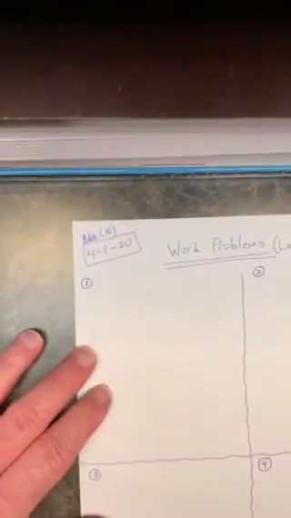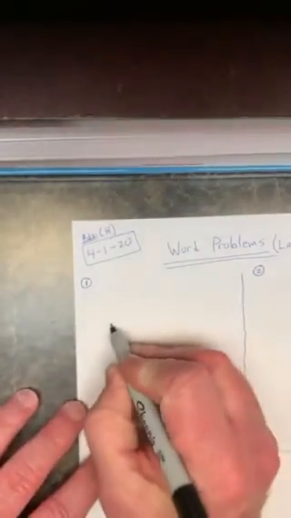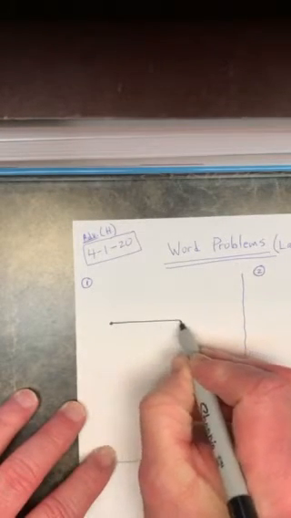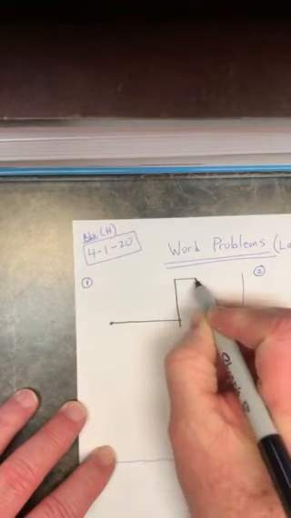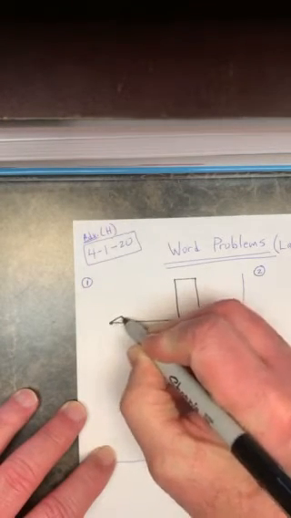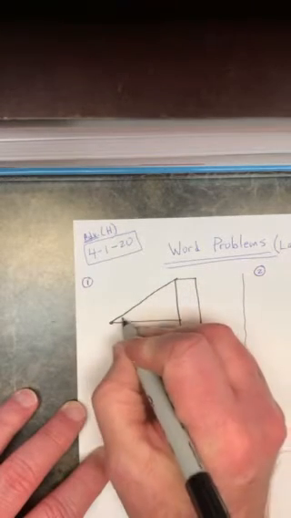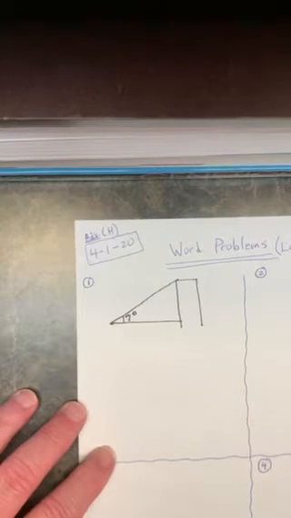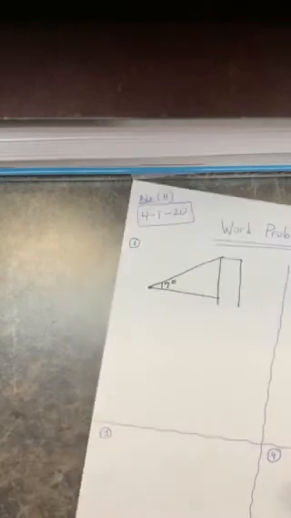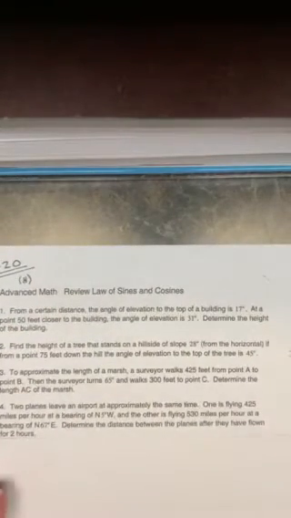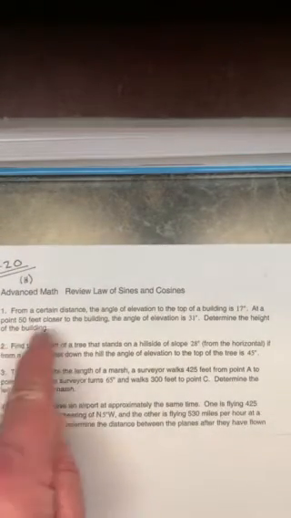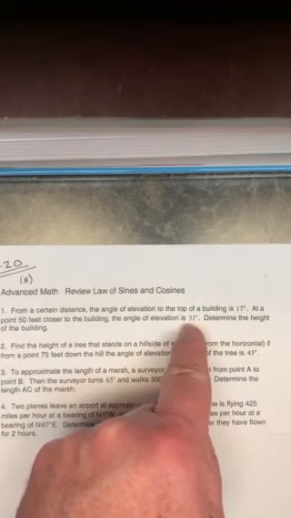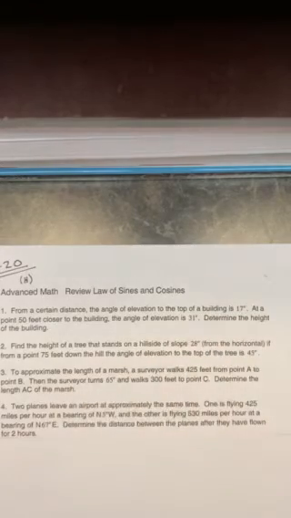So, on our paper, on our notes, we're going to pick a starting spot, and that's where we're standing right there. From a certain distance, I'm looking at the top of a building, and as I look to the top of the building, my angle of elevation is 17 degrees. So far so good. We've seen that before. All right, let's go back to the word problem. It says, at a point 50 feet closer to the building, the angle of elevation is 31 degrees. And I'm supposed to determine the height of the building.